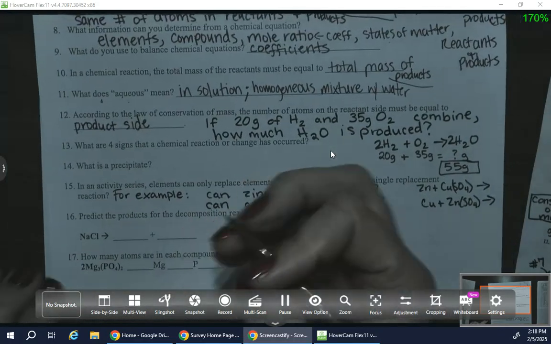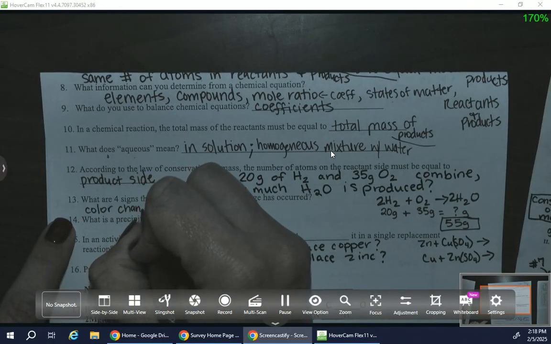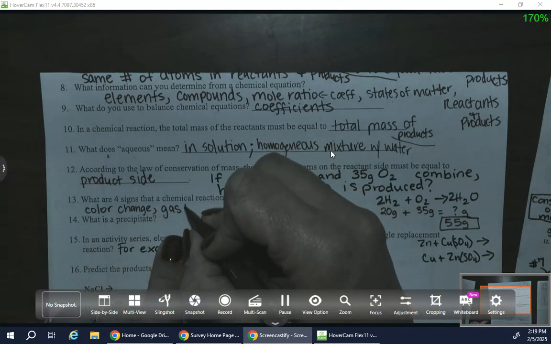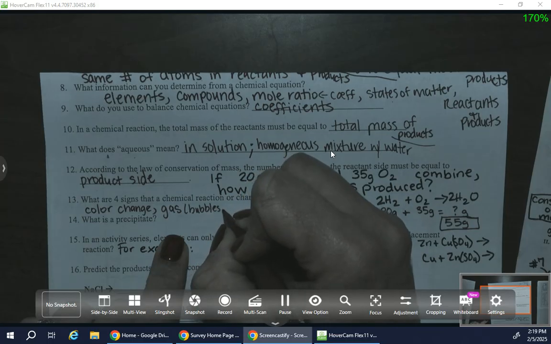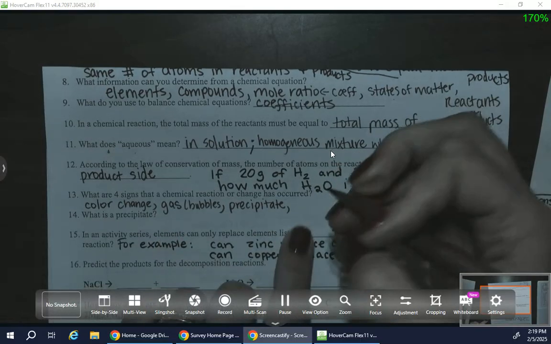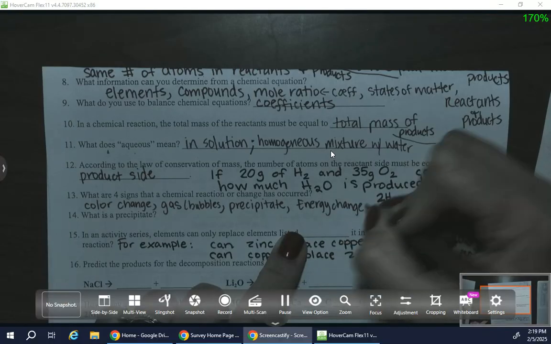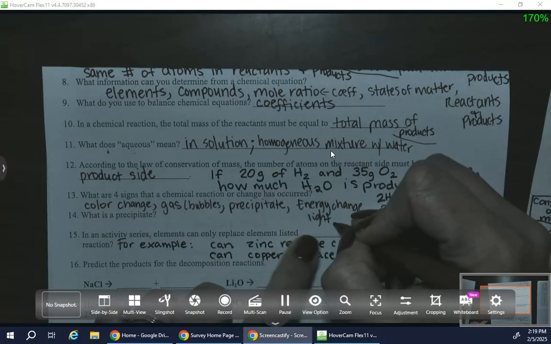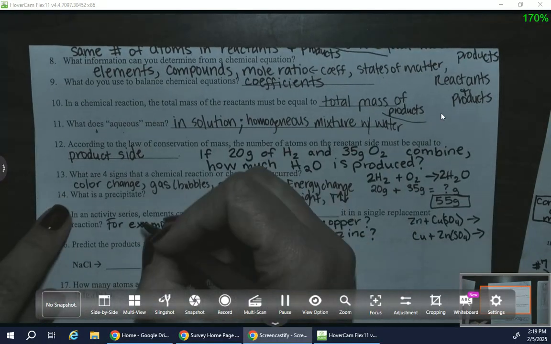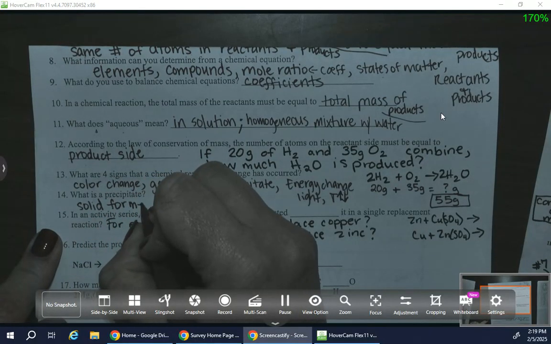So for that, I will go ahead and put color change. Gas. So remember, bubbles goes with that. A precipitate. Or energy change. And remember, energy change can be light or temperature going up or down. Okay? Finally, precipitate is a solid formed from 2 aqueous solutions.